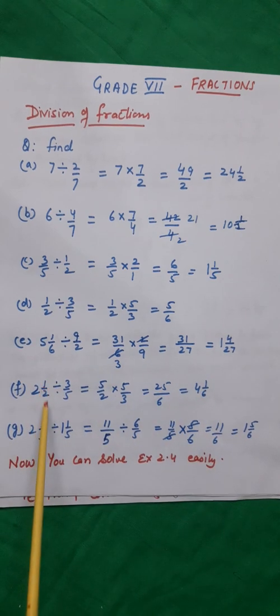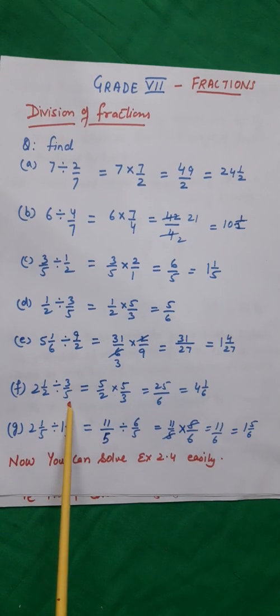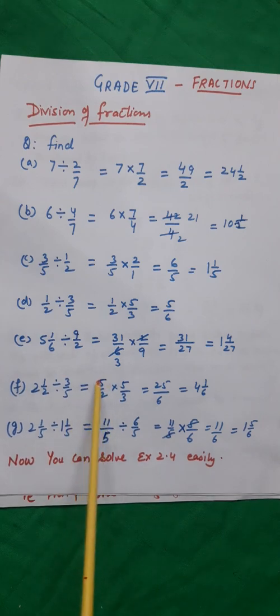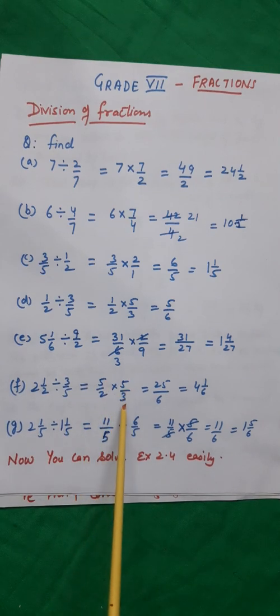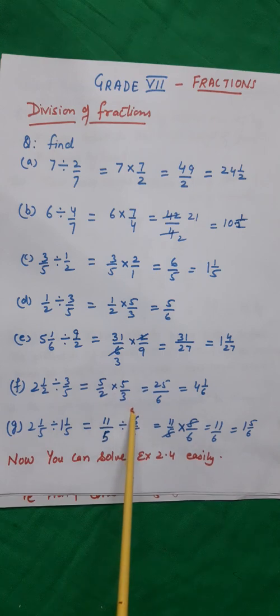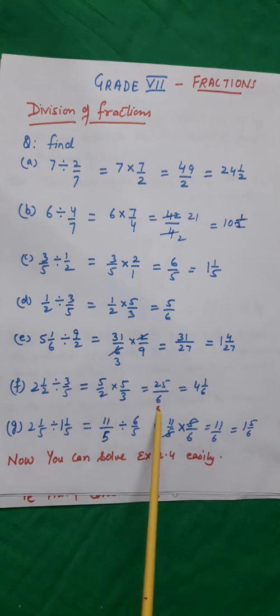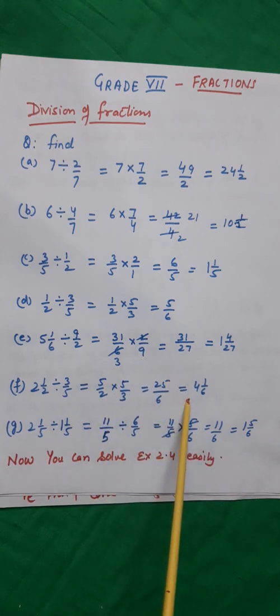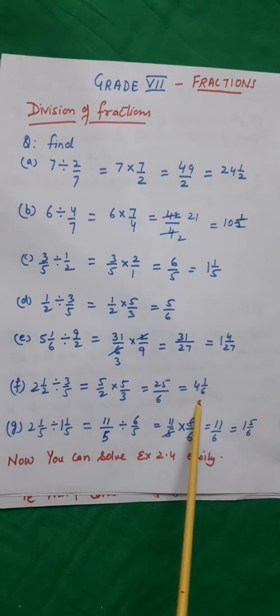F part. 2 and a half divided by 3 by 5. This is equal to 5 upon 2 into 5 upon 3, which is equal to 25 upon 6, which again gives me 4 1 by 6.